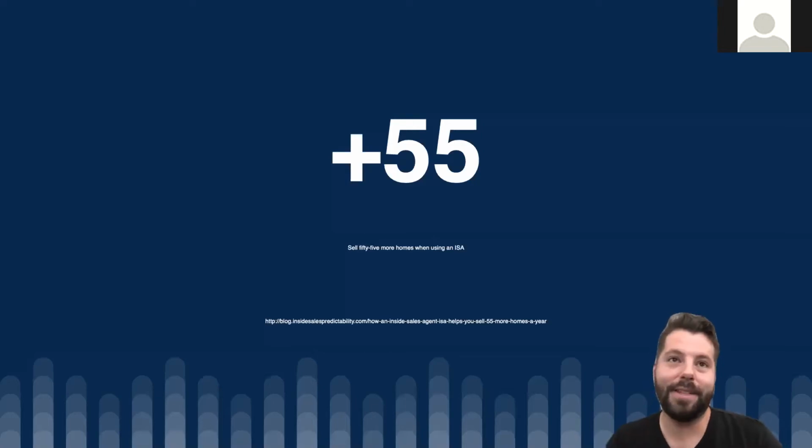55 homes. That is how many additional homes you can expect to sell with an ISA. So we saw earlier there's 3 ISAs on there. Those 3 ISAs on average are helping the agents they're working with sell 55 additional homes per year. So you'll see here in a minute why that is important to our presentation here.